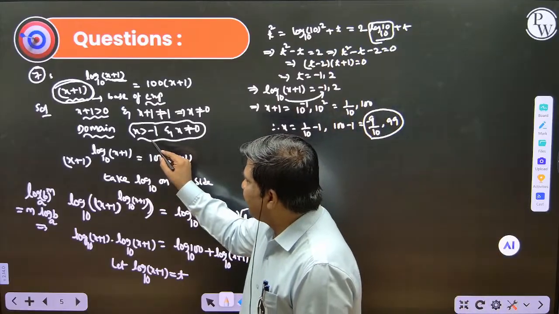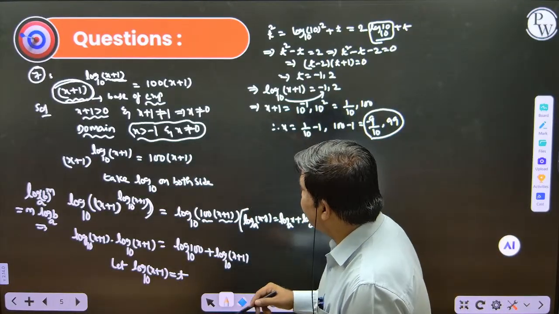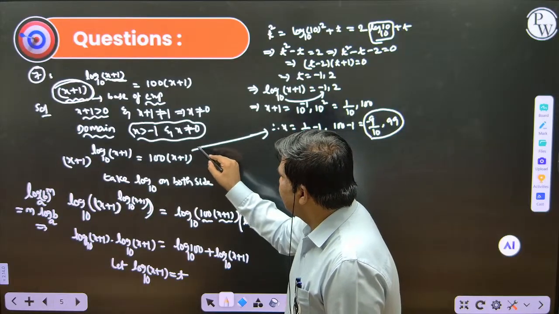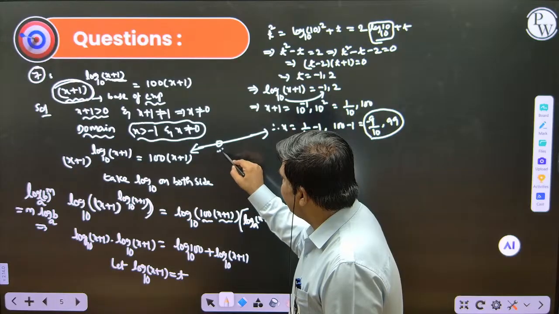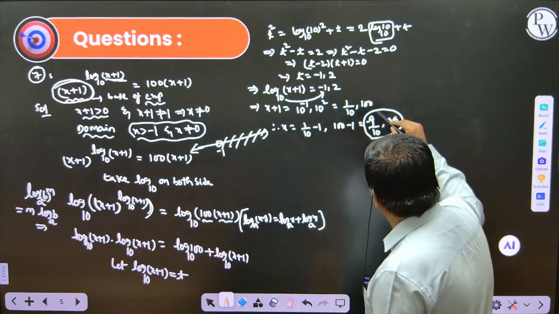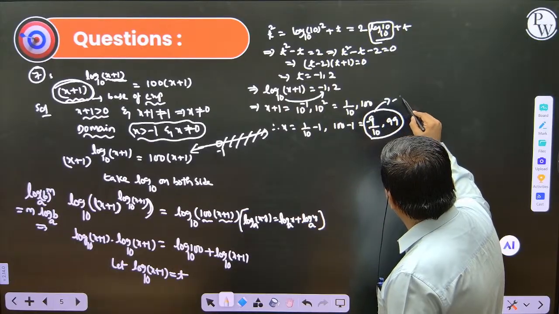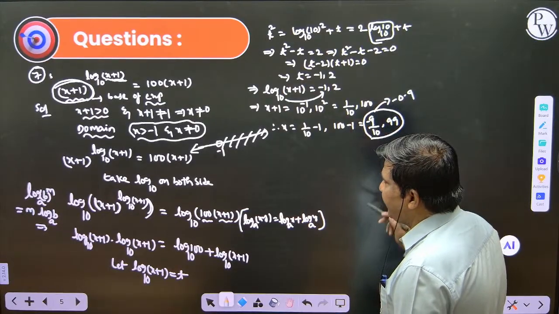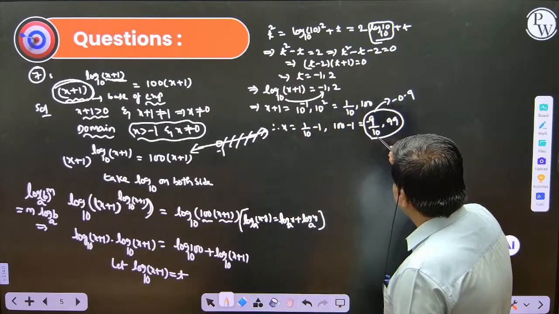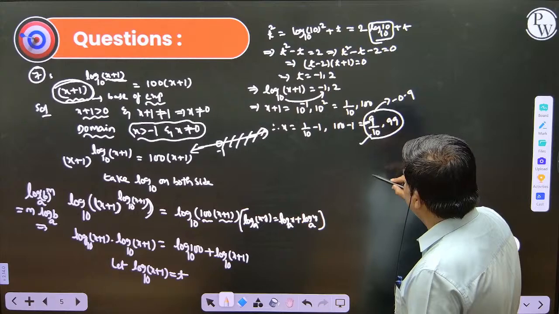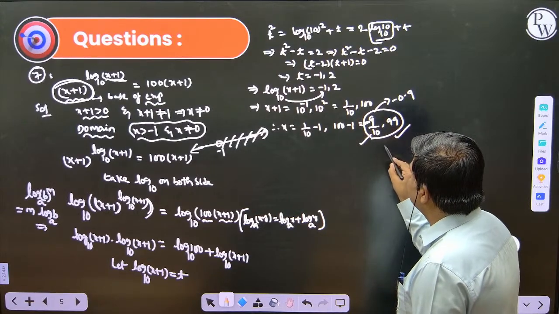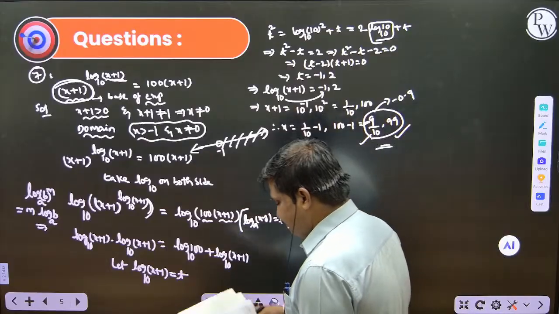Our domain is x greater than minus 1. Greater than minus 1 means this part. In this part, minus 9 by 10 means minus 0.9, which is certainly here, so it is considered, and 99 is also there. So both the values are considered here.